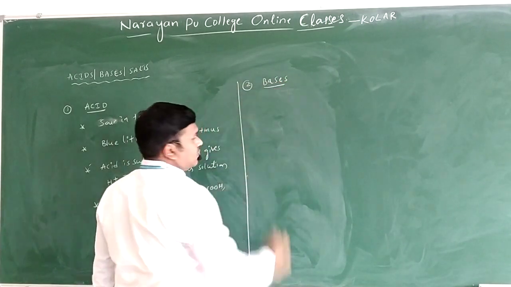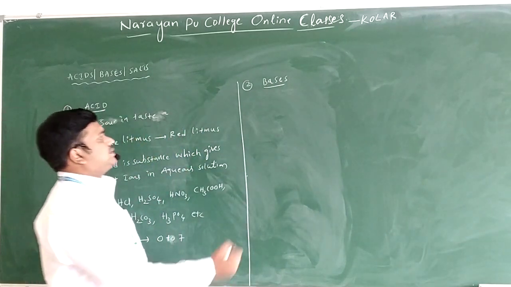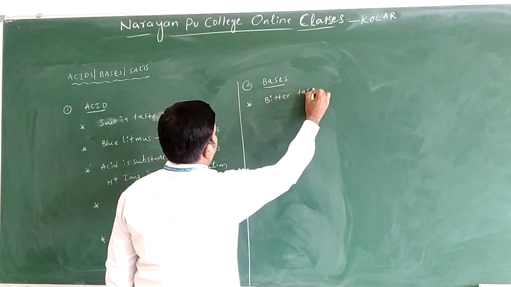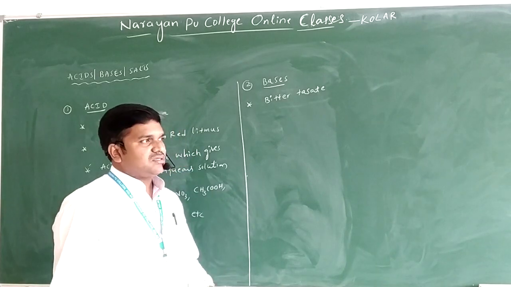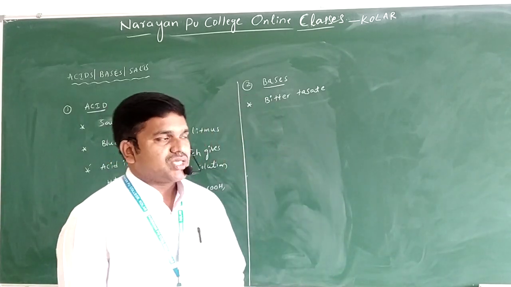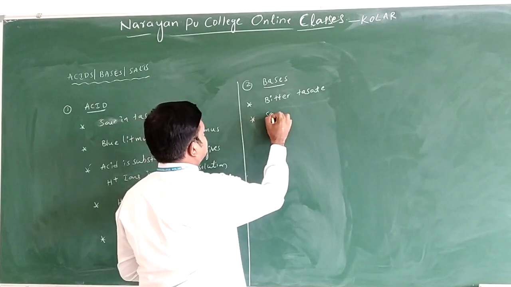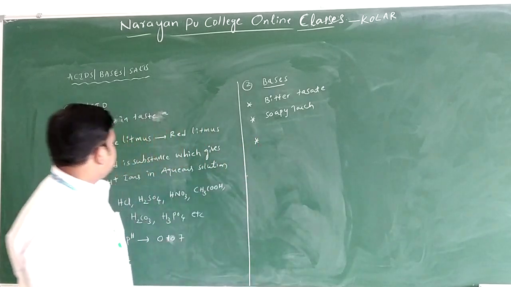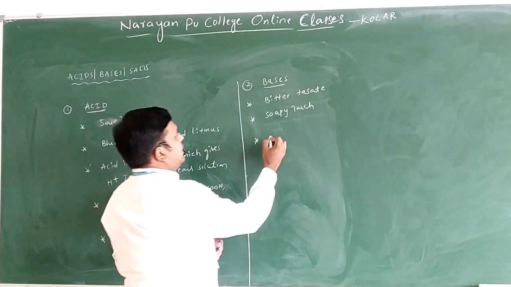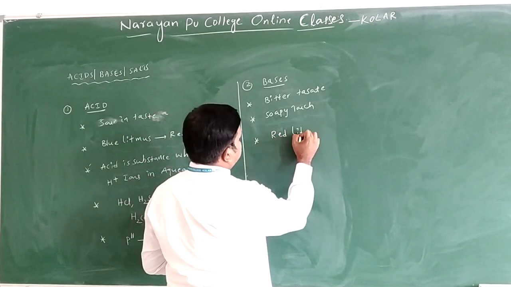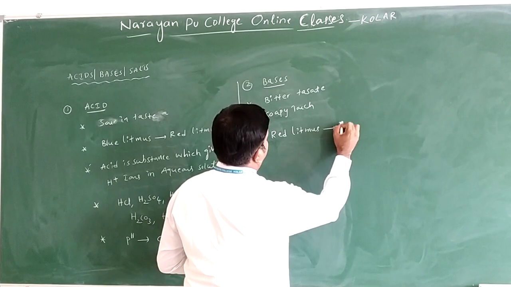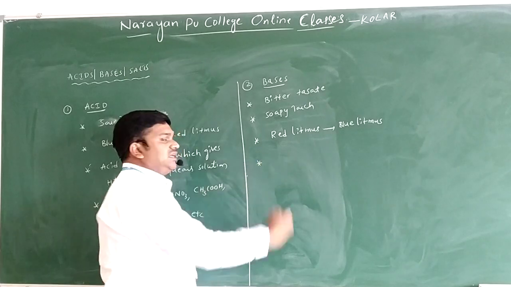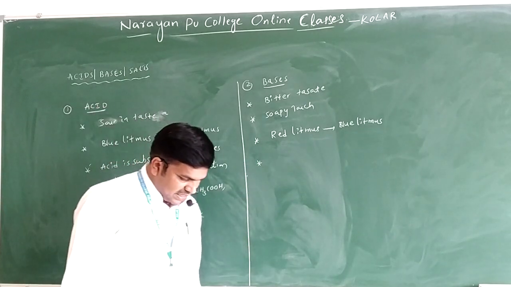Come to the next one, we have bases. So what is a base? Generally bases are bitter in taste. Generally you can observe they are soapy to touch. If you touch a base compound, it has a soapy touch. Now you can see how they change the litmus paper. Red litmus paper changes into blue litmus paper.